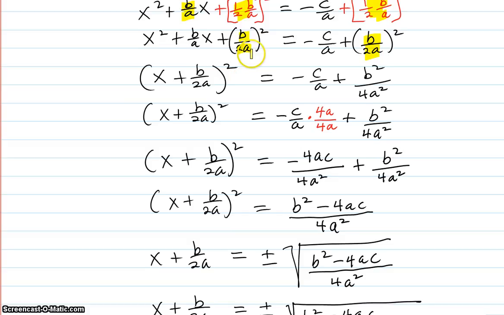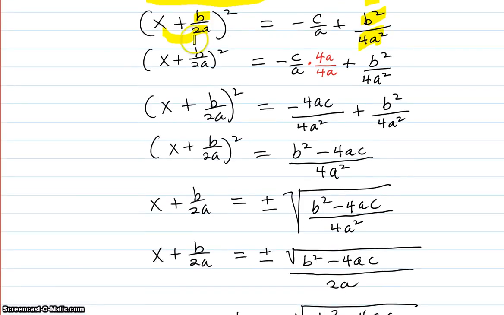Then we write this left side as a squared binomial, because this here is a perfect square trinomial. So it's x plus b over 2a, squared. You can check it out. X squared; then x and b over 2a multiplied together and doubled. That's b over 2a x doubled, which is b over a x. So that checks out. And then square the last term: b over 2a squared is b over 2a, squared. So that checks out. On this side, we're just going to square out b over 2a, which is b squared over 4a squared.